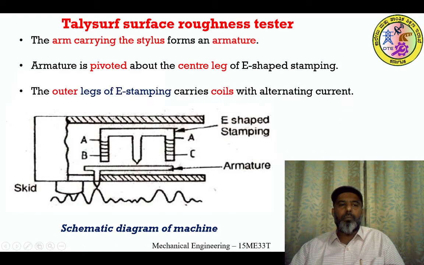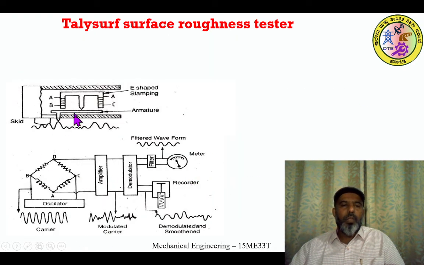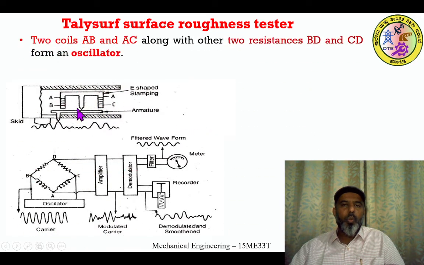Now coming to the electrical part, as we know the E-shaped stamping has two coils, AB and AC, mounted on the outer legs. You can see these two coils in the circuit diagram here. AB is one coil, and AC is another coil. When AB and AC are connected to two resistors BD and CD, this forms an oscillator.